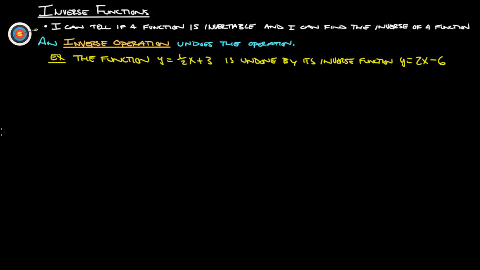Okay, so first thing, an inverse operation undoes the operation. So it's kind of like the opposite. It's going to undo it. For example, the function y equals 1/2 x plus 3 is undone by its inverse function y equals 2x minus 6. Now this is the inverse function of this, and this is the inverse function of this.